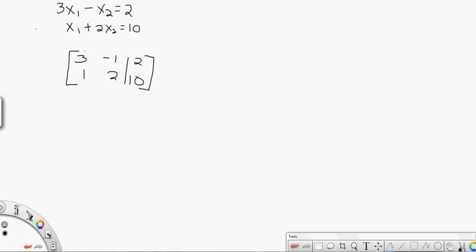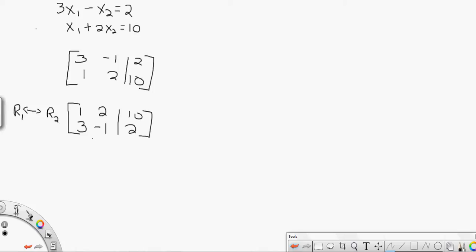interchange rows 1 and 2. So we're going to switch rows 1 and 2. So the result would be 1, 2, 10, and then 3, -1, and 2. So I'm going to use this symbol here. Row 1, and then interchange row 2.